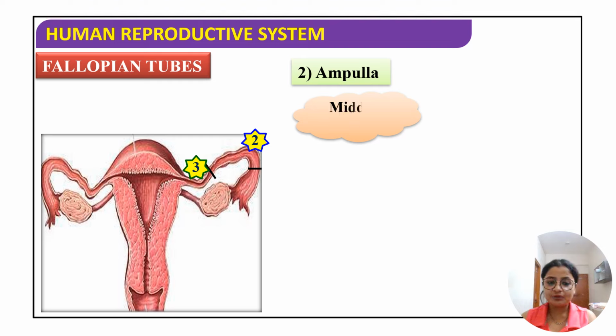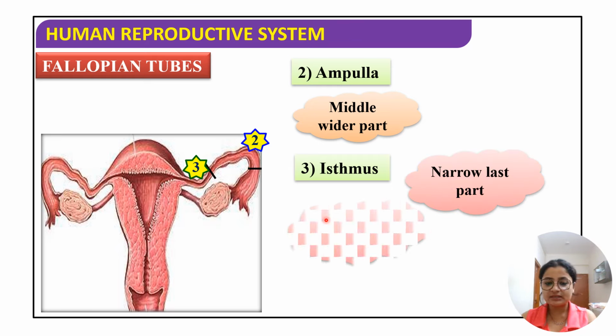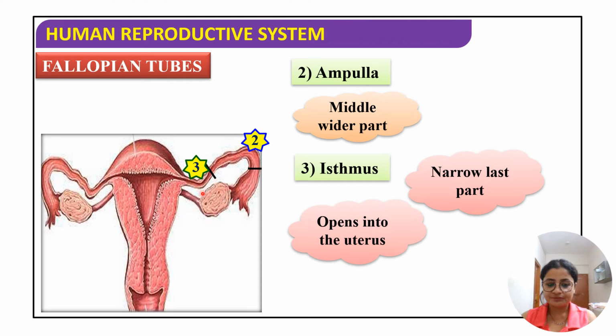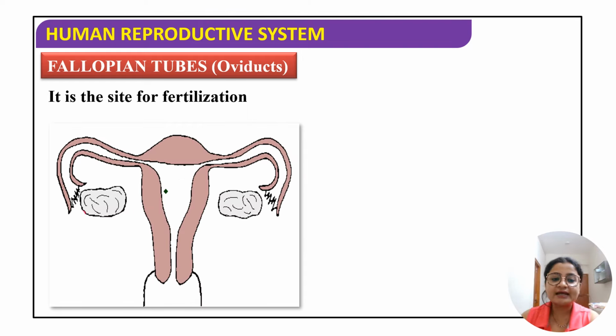Then we have the ampulla, जो कि middle wider part होगा, तो ये वाला part थोड़ा चौड़ा है इसलिए wider part बोल रहा है. और third part होगा isthmus, which will be the site of fertilization. So it is the narrow last part जो कि डायरेक्टली यूटरस में जाके ओपन हो रहा है. Okay, so it is the site for fertilization. Which site, or which part of the fallopian tube, rather the isthmus part.